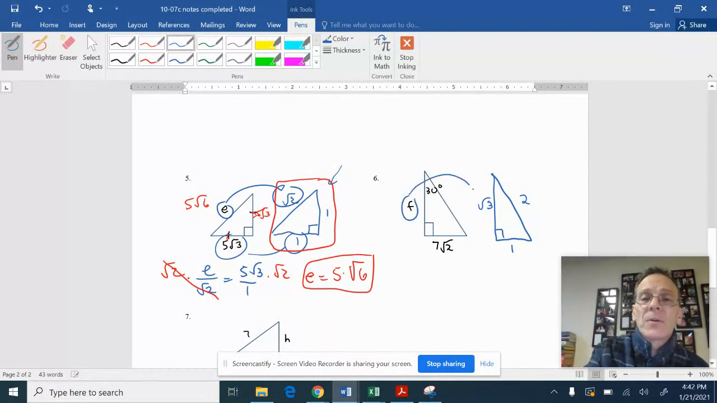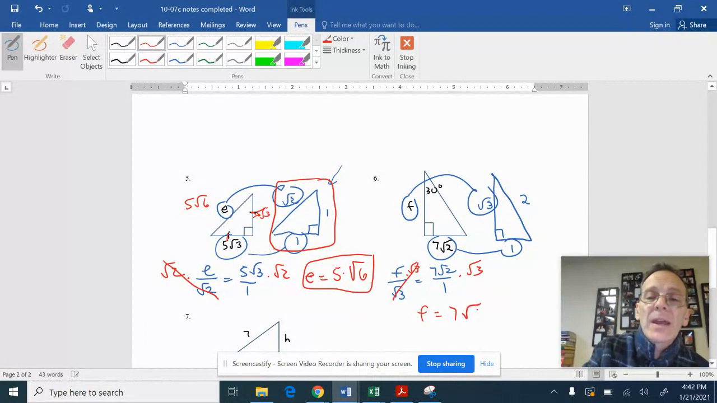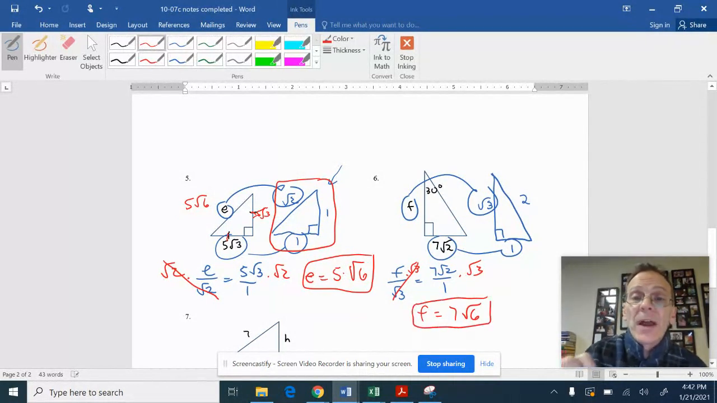The F corresponds to the radical 3. The 7 radical 2 corresponds to the radical 1. So let's write the equation. F over square root of 3 equals 7 radical 2 over 1. To solve this, we're going to multiply both sides by radical 3. Cancels out over there. F is equal to 7 radical 6 over 1. Don't write the over 1. There's your final answer. Okay? So this F turns out to have a radical 6 in its simplified answer.